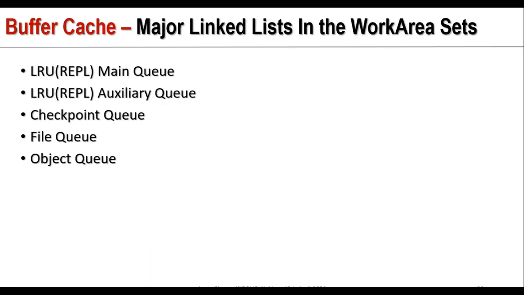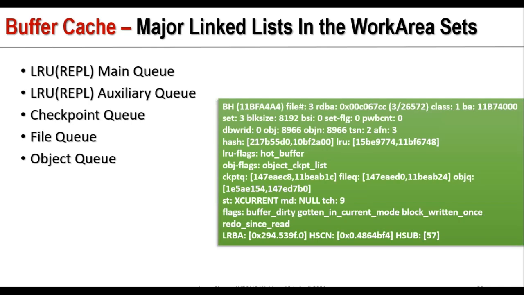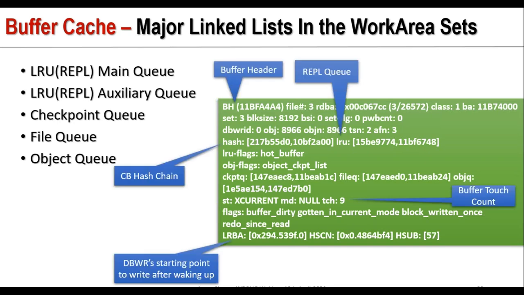Also, these linked lists are maintained, and I did a dump of the buffer cache, and you can notice that this dump shows you the particular parts which we just mentioned. This is a dump done for the buffer cache, and you can notice the buffer is mentioned as hot. We also have different queues there. So basically everything we just mentioned exists in the buffer cache.